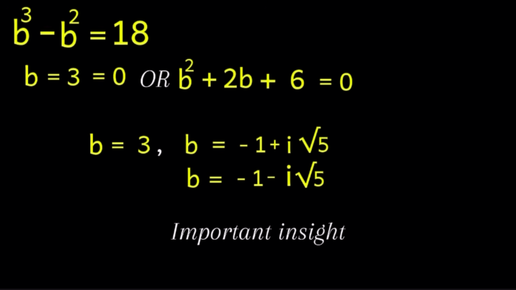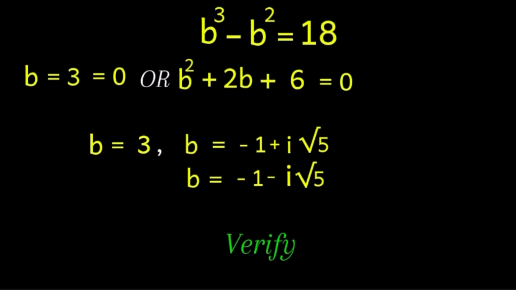Finally, this method also allows you to check your work. If you plug b equals 3 back into the original equation, b cubed minus b squared equals 27 minus 9, which equals 18, confirming our solution.